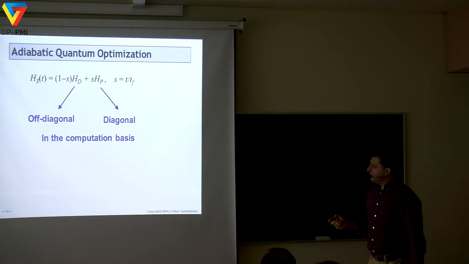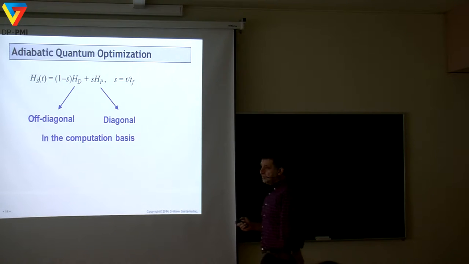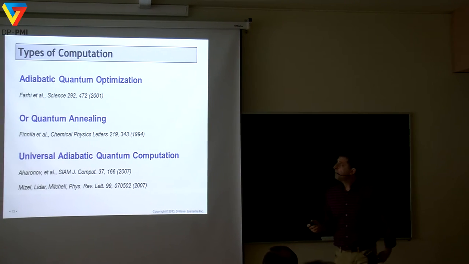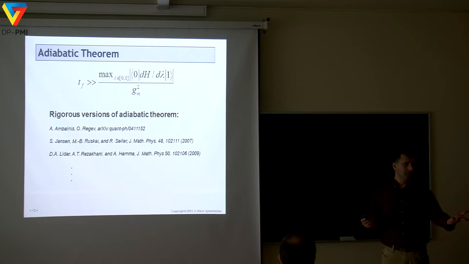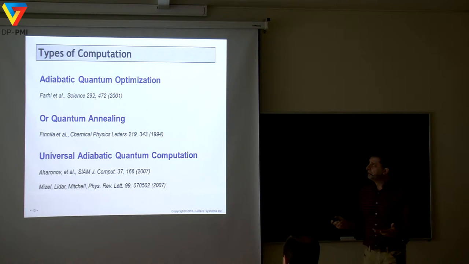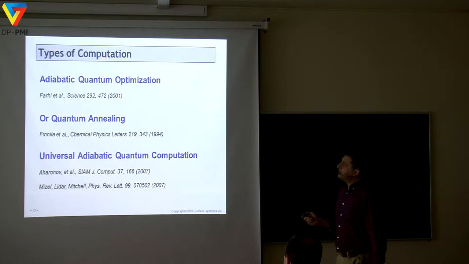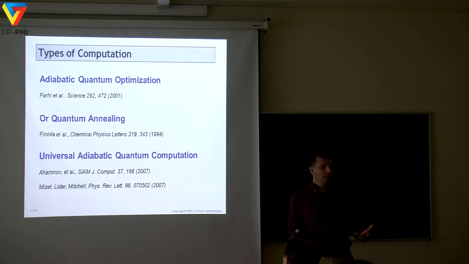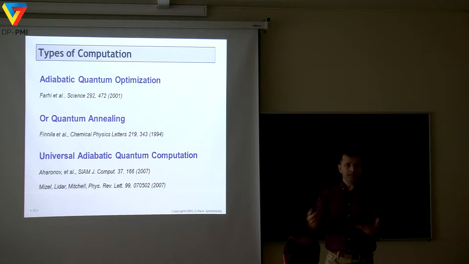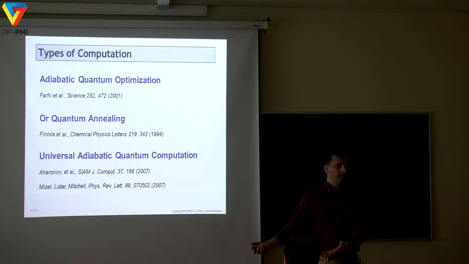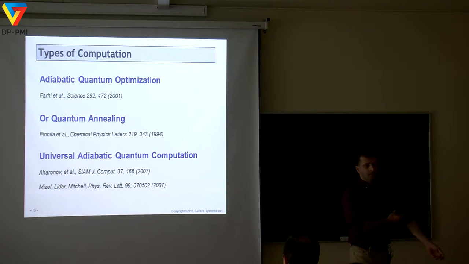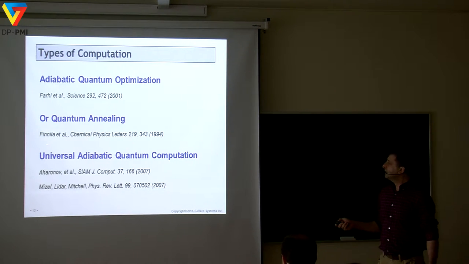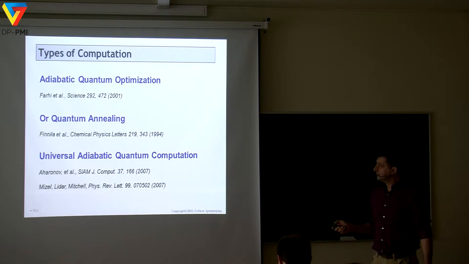So, what I talked about was adiabatic quantum computation in general, but what can you do with this type of computation? In my opinion, you can do two things. One is optimization, because at the end you get the ground state of your final Hamiltonian, therefore you're optimizing something. So the most natural thing to do with this kind of algorithm is optimization. But you can also do universal quantum computation.